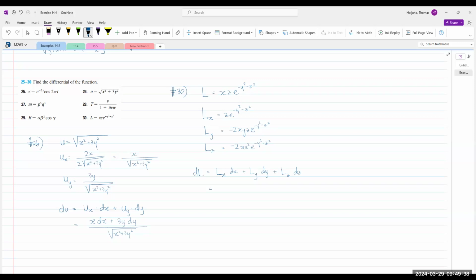Okay, so that will be z e to the negative y squared minus z squared, plus negative 2xyz e to the negative y squared minus z squared dy, minus 2xz squared e to the negative y squared minus z squared. Oh, I'm sorry, I forgot the dx here. I think we can factor out the z e to the negative y squared minus z squared, right? And then we get dx minus 2xy dy, right? Minus 2xz dz. Okay, that's the differential.